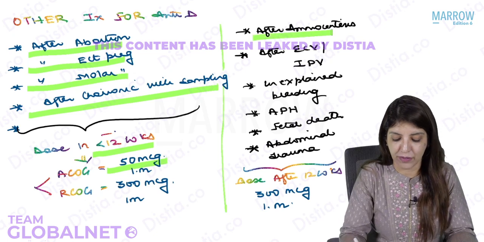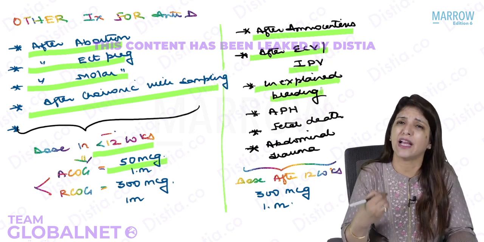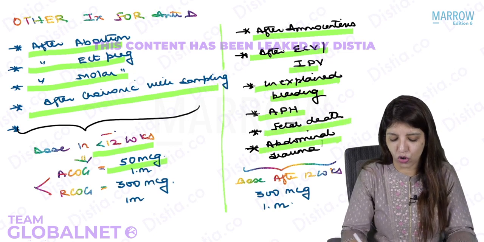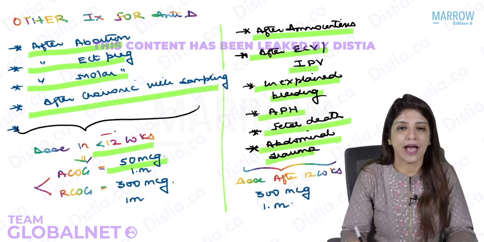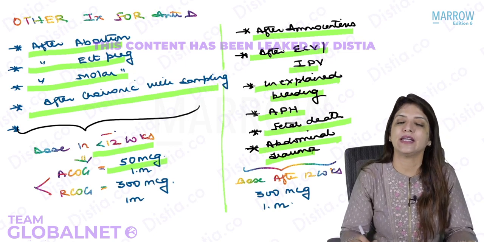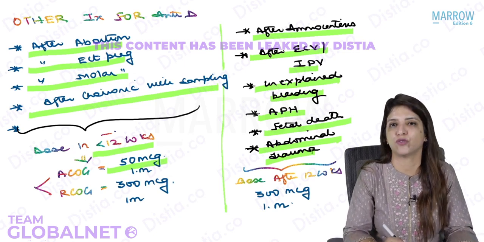In second or third trimester, after amniocentesis, after external cephalic version or internal cephalic version, after any unexplained bleeding, after antepartum hemorrhage or fetal death or abdominal trauma. And the dose which you have to give is 300 micrograms of anti-D intramuscularly, apart from the reasons which I told you earlier where you have to give it.